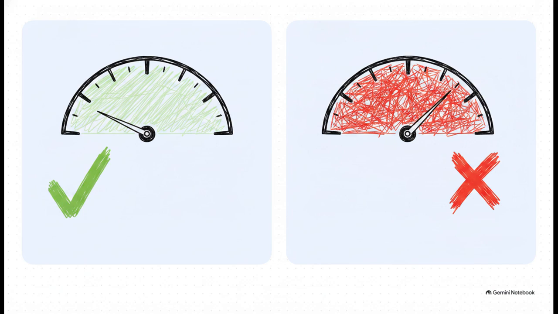Alternatively, you can look at the variance inflation factor, or VIF, in your output. It's pretty simple. A VIF under 10, you're good to go. But if it's over 10, you've got a definitive multicollinearity problem on your hands that you have to fix before you can trust the model.